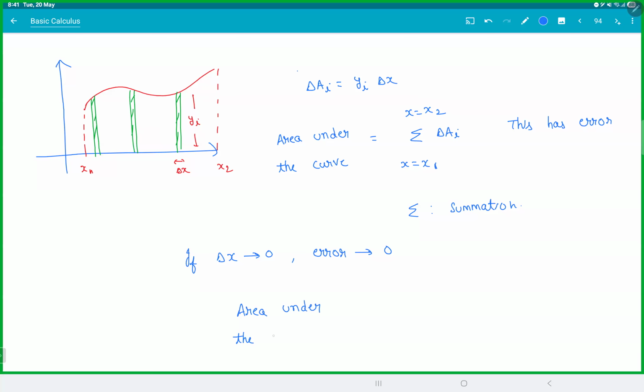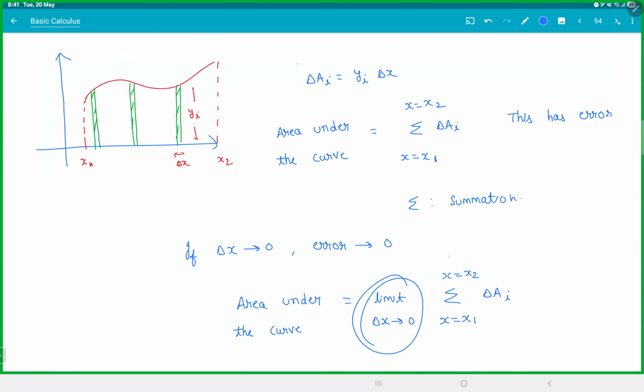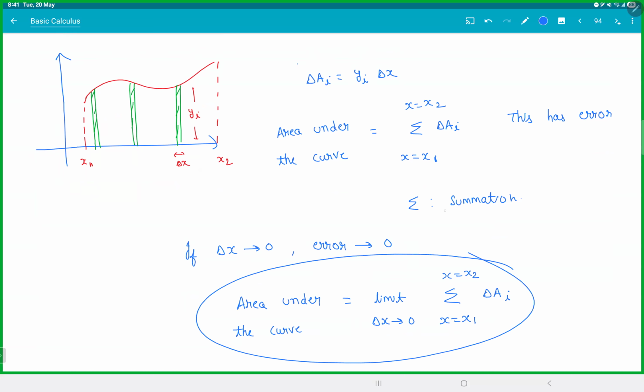would be limit, if you remember, I did something like this in differentiation also. Delta x tends to 0, sigma x is equal to x1 to x is equal to x2 delta ai. This is the right answer. Again, see, if I just write this term without sigma, without this limit, it is wrong. There is an error. But the moment I add delta x tends to 0, you're suddenly saying I'm taking very, very thin strips. So error is almost negligible. So this actually gives you the right area. You get the meaning of that?